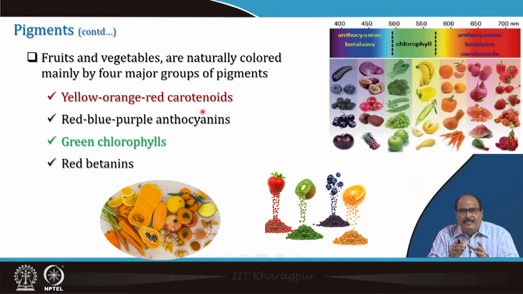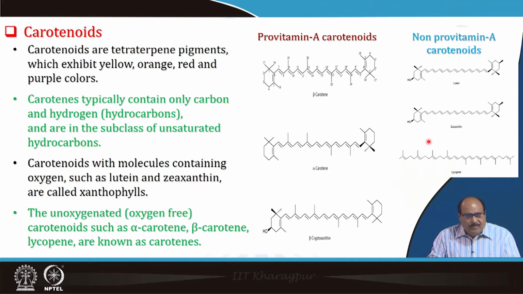red betalains. So, these are the 4: anthocyanins, carotenoids, chlorophyll, and betalains. Carotenoids are the major group of colored compounds or pigments present in most of the fruits and vegetables. So, we will discuss their characteristic chemical nature briefly one by one.